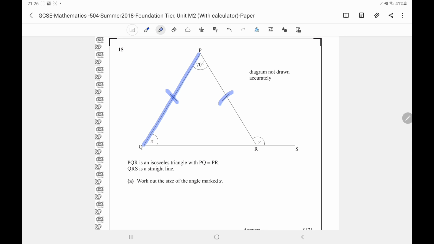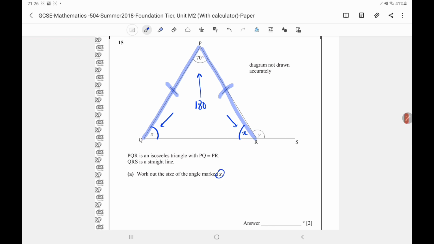It means that these two lines are the same length. But it also means that these two angles are the same. So if that's x, then so is that. Whatever the value of x is, it's the same for both angles. Now all three angles in any triangle add to 180. So to work out one of the x values, you start with 180, subtract 70, and then divide that answer by 2. So 180 take away 70 is 110. Divide that by 2 is 55 degrees. So each of these angles is 55. Therefore x is 55.